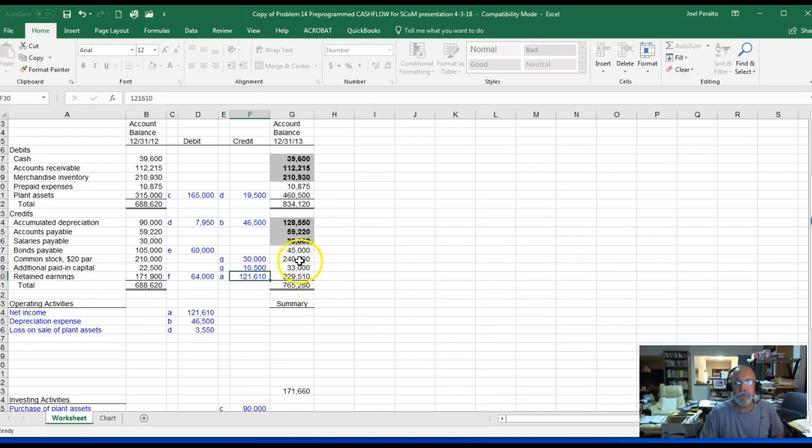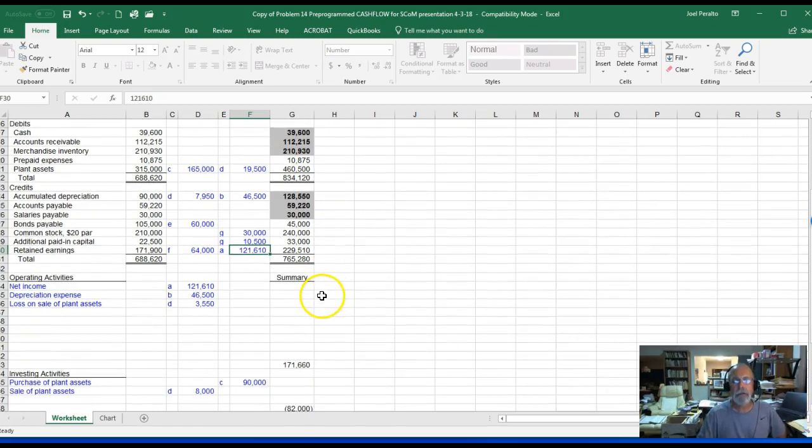And let's see if our stock and paid-in capital accounts are what we want them to be. And in fact, they are.